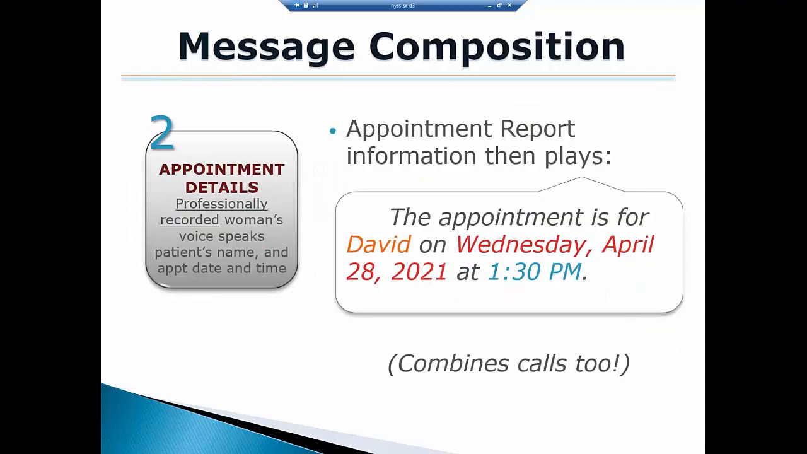And the second part, then we have a professionally recorded woman that speaks the patient's name, appointment, date, and time. We combine calls too, so if, say, you have a husband and wife that come in to the doctor and they have the same phone number, the system will automatically pick that up and it will say, David and Sally have an appointment on Wednesday at 1:30. It also combines calls in that if the patient has 2 appointments in one day, when it speaks this part, it will actually say the earliest appointment time, figuring you need to be in there for the first one. You already know for the second one. So that will save you some money and also the patient some stress.